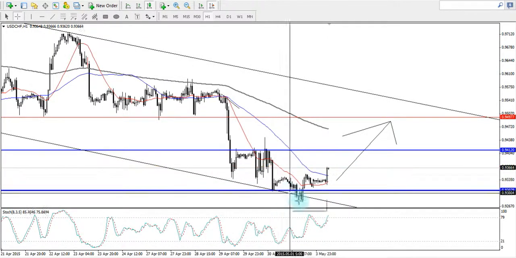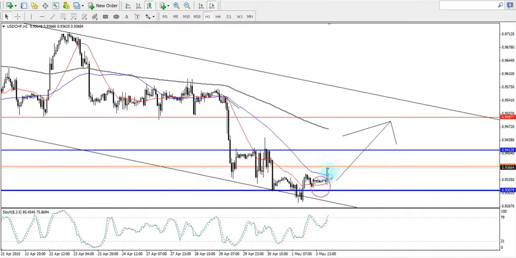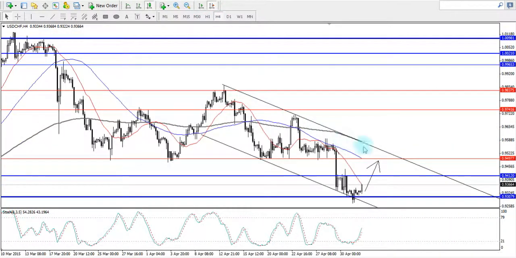small scale inverted head and shoulders, I would say. So we might be expecting price to continue to appreciate from here, at least to the top of the falling trend channel itself, or to the previous key support level at 0.9497. So that's pretty much for the dollar against the Swiss franc.